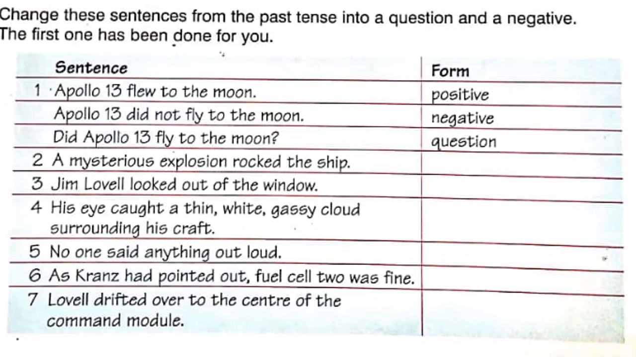Then how are we going to make the negative of that? It's by adding did not. Right? Because we are talking about negative. So Apollo 13 did not, and then you have to use the present tense or the base form of the verb fly. Not did not flew, but you have to say did not fly to the moon. Apollo 13 did not fly to the moon. Then when you form the question, we begin the question with did.